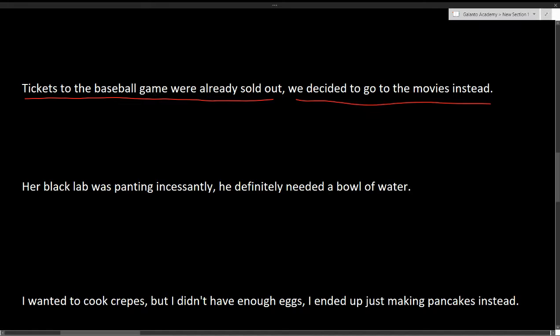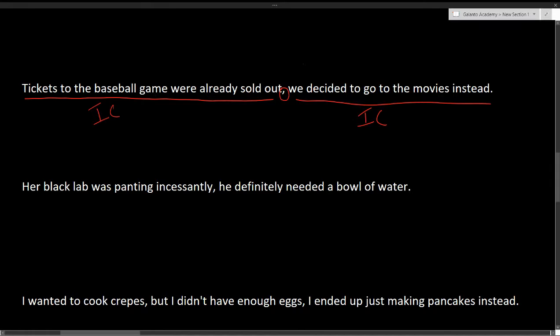So let's just double check that these are independent clauses. Tickets to the baseball game were already sold out. That could be a full sentence on its own, so that's an independent clause. We decided to go to the movies instead. That could be a full sentence on its own, so that is an independent clause. It's joined with only a comma here, and commas can do a lot of things, but they are not strong enough to connect two full sentences together.